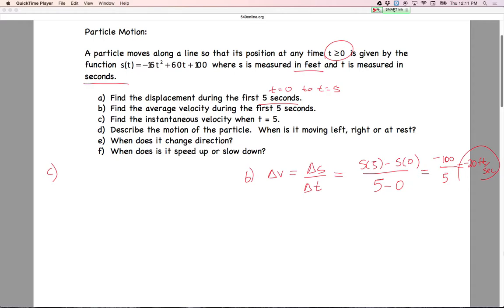All right, instantaneous. You take the derivative. So what is the derivative of position? Look up here. What's the derivative of position? Velocity, which happens to be what?